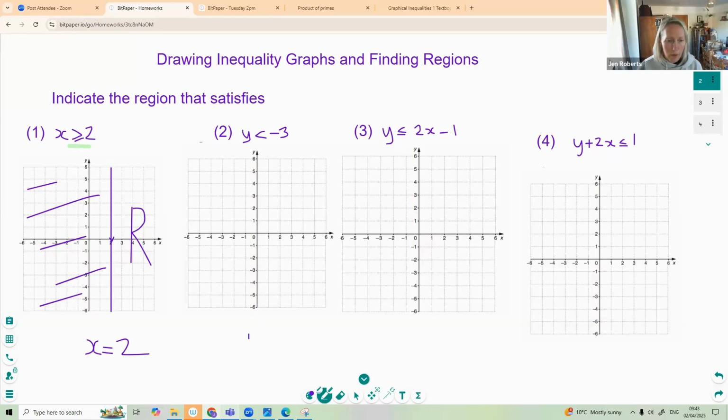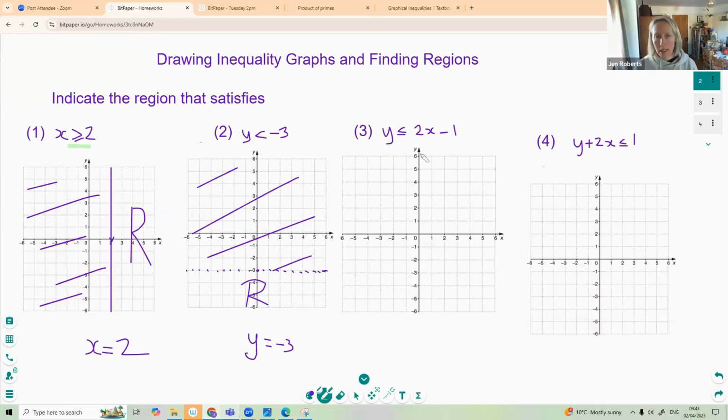So let's first of all draw the linear graph y is equal to -3. Y is equal to -3 here and all along this line. The reason I'm doing a dashed line is because we have not got the equals on the inequality symbol. So where is y less than -3? So you can see all these values are y less than -3. So this is my region here. This is not my region, so I'm going to cross it out.